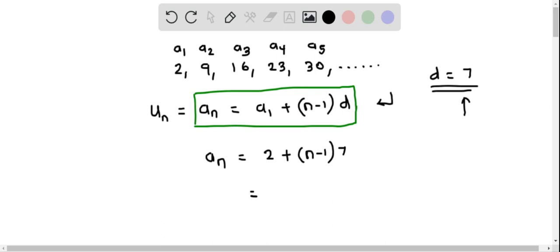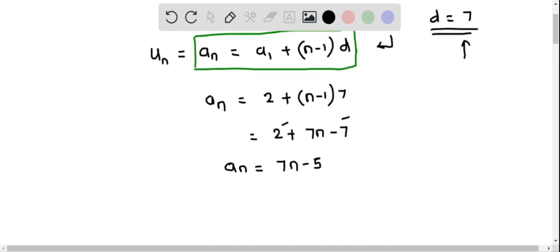Let's simplify this. So we get 2 plus, we distribute the 7 into the n minus 1 term. So 7 times n is 7n, and then minus 1 times 7 is minus 7. So this simplifies to, I put the 7n first, and then 2 minus 7 is minus 5. So this is the general nth term of this arithmetic sequence.